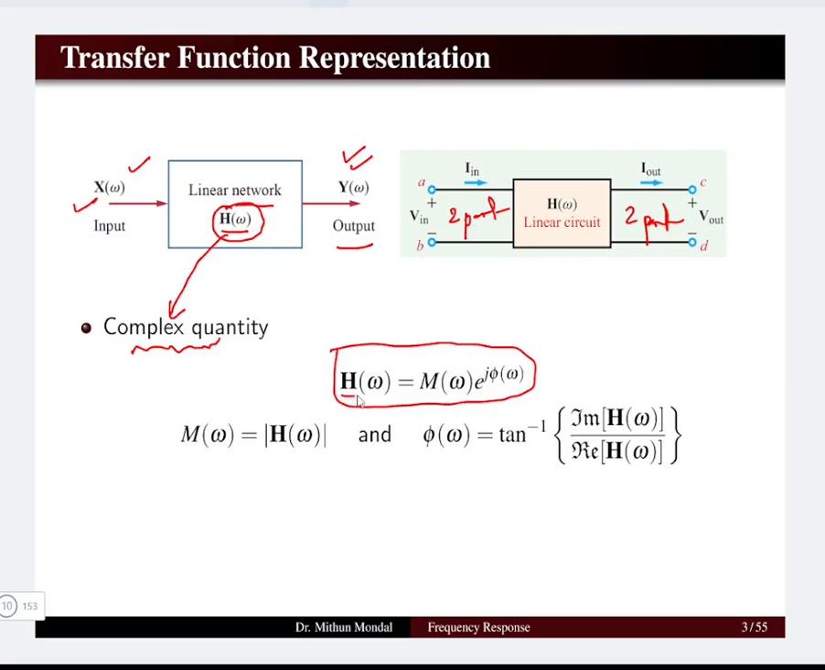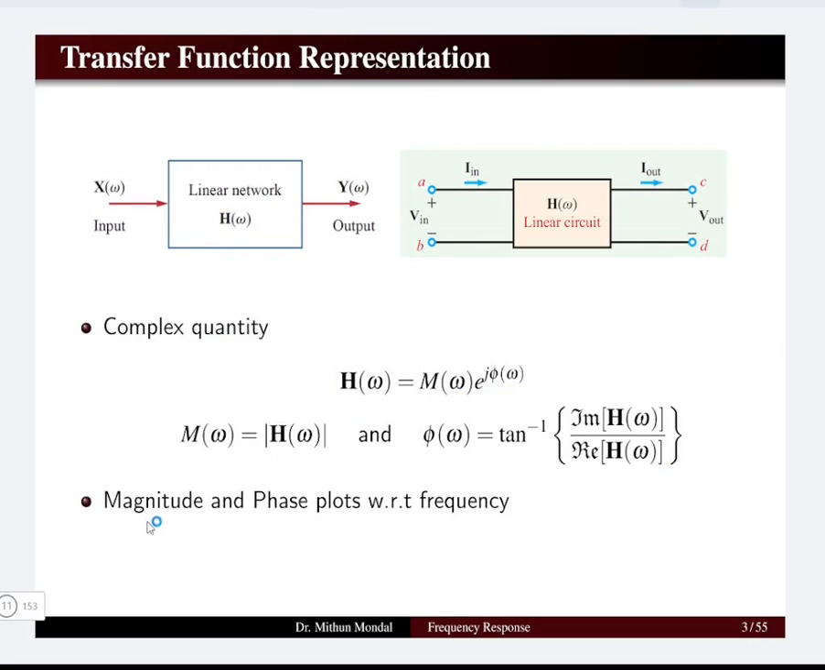So H of omega, which is the complex quantity, will have amplitude M of omega, which is the magnitude of H of omega, and it will have an angle phi of omega given by tan inverse of the imaginary part of H of omega by the real part of H of omega. So the imaginary part by the real part, when we take the tan inverse, we get the phase, and this is varied with respect to frequency. So the frequency will be varying in the particular system.